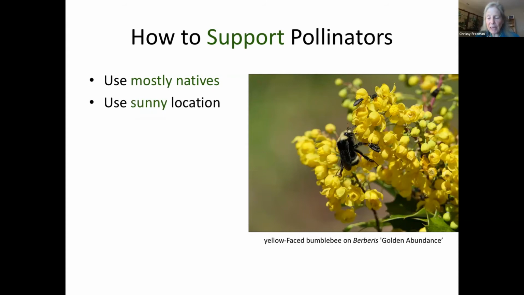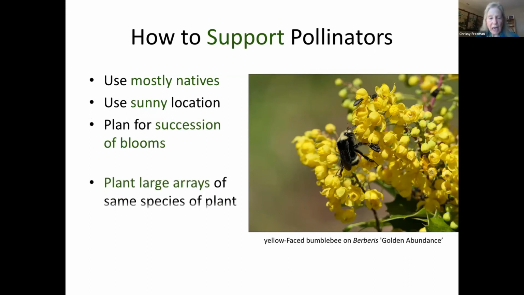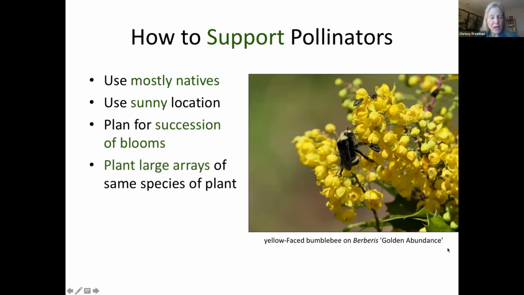Aim for a sunny location and plant a succession of blooms, as we've mentioned, and aim for a large array of the same species of plant so that the pollinators notice the plants. And then aim for at least 10 species. That'll be nice for you as a gardener, I know that. And also diversity of species increases the number of bees and the diversity of bee species. Be good to you and the bees.